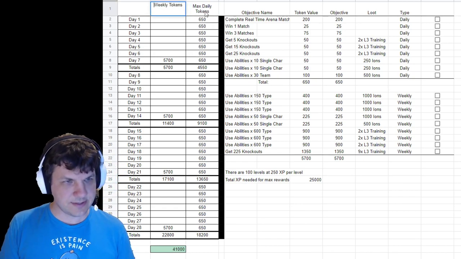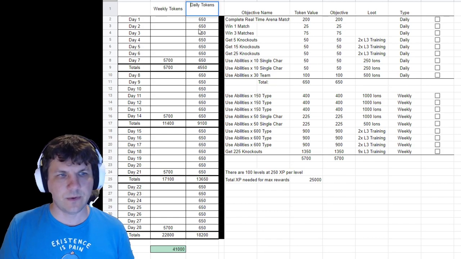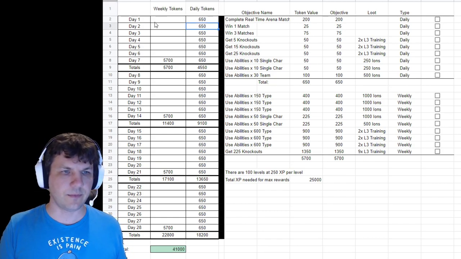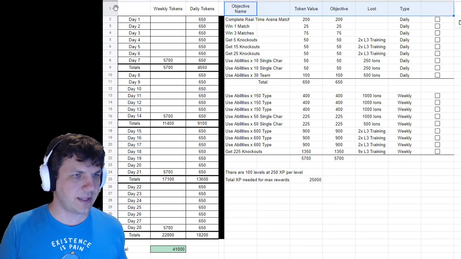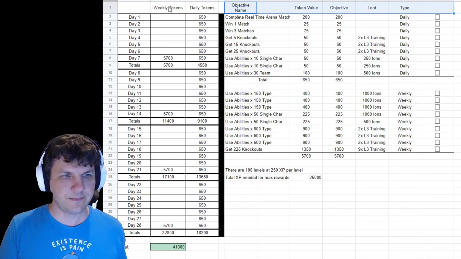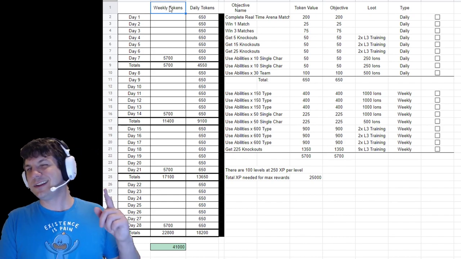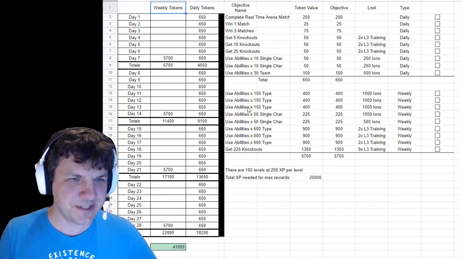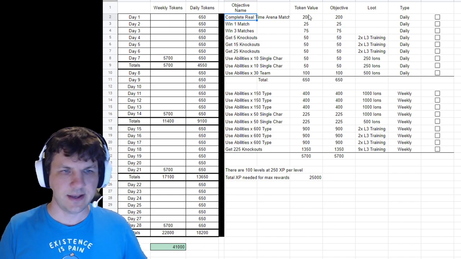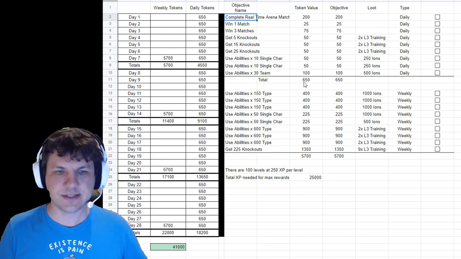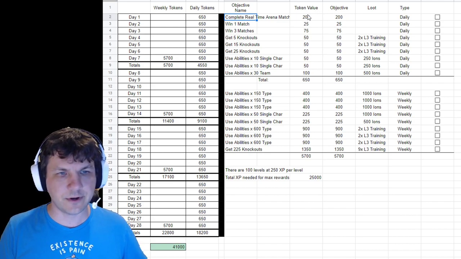So the idea is, what if we just planned out what we were going to get each day or week, and use that as a way of looking into the future and saying, well, do we need to get all these objectives, right? So the first thing we want to do is look at the dailies. And so over here, I have all the dailies. I have the token value that they cost or give you for completing them.